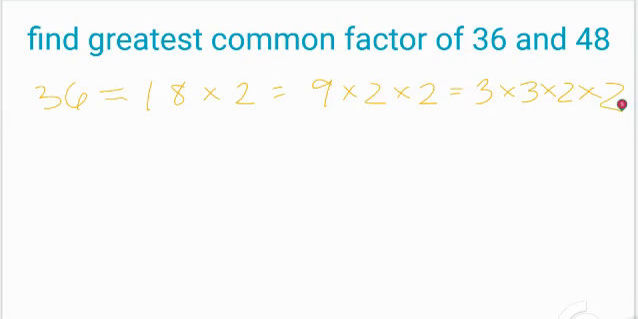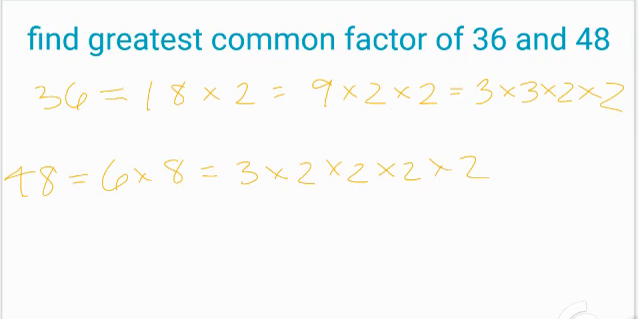If we want to break down 48 into its factors, we know that 6 times 8 is 48. So that's equal to 3 times 2 times 2 times 2 times 2.